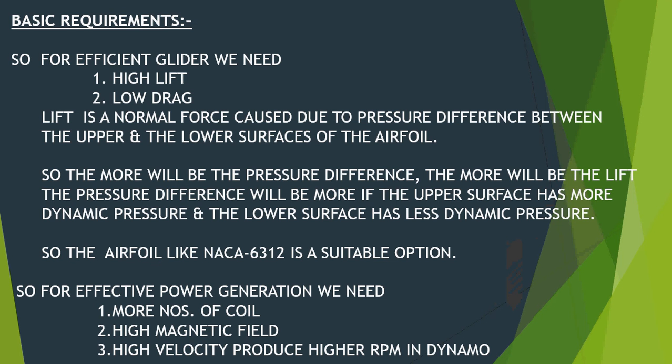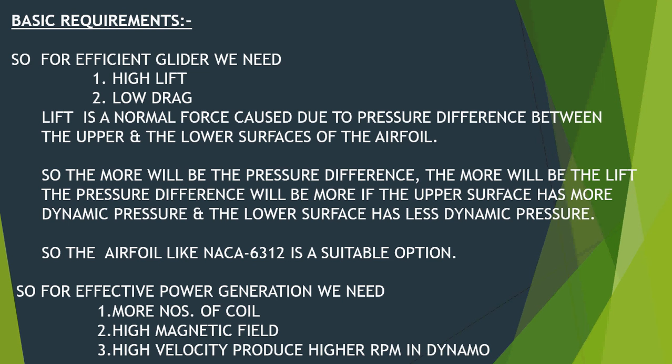Now basic requirement. For efficient gliding we need two things: high lift, low drag. Now what is lift? Generally we all know that lift is the normal force caused by the pressure difference between the upper and the lower surface of the airfoil. The more the pressure difference, the more the lift. The pressure difference will be more if the upper surface has more dynamic pressure and the lower surface has less dynamic pressure. So an airfoil like NACA 6312 is a suitable option.